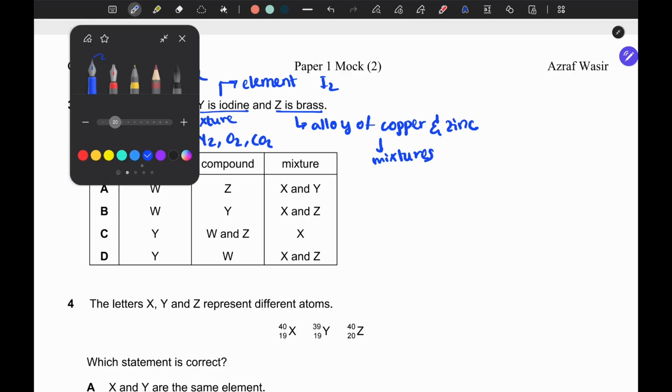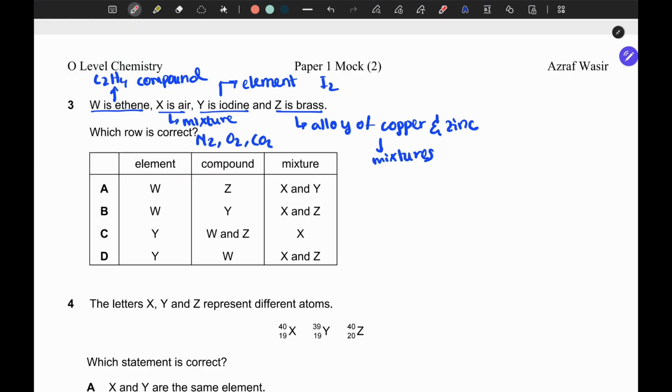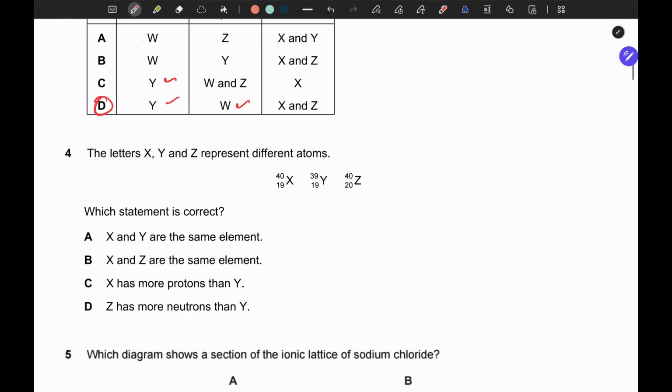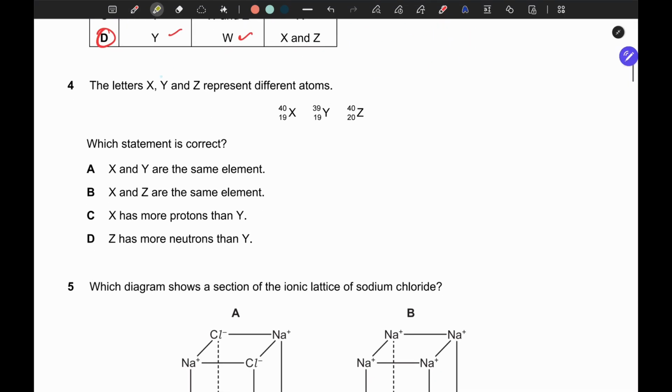So now that we have identified all of them, it's pretty easy to determine which one is the answer. So the element over here was Y, and the compound was just W. So in that case, since D is the only one with both of them correct, we can immediately say D is our answer. Moving on to question number 4, the letters X, Y, Z represent different atoms.